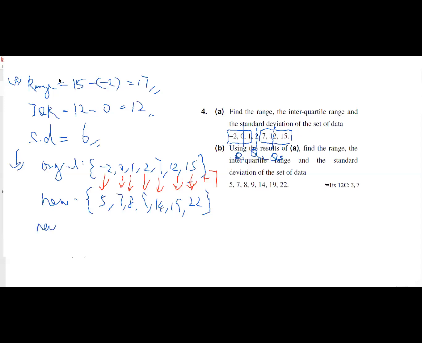range is equal to the original range. That is 17. New interquartile range is equal to the original interquartile range. That is 12. And the new standard deviation is equal to the original SD. That is equal to 6. Okay, so that is question number 4.